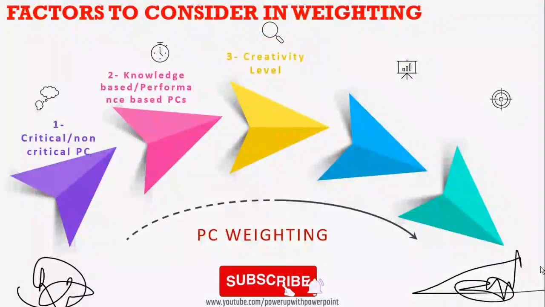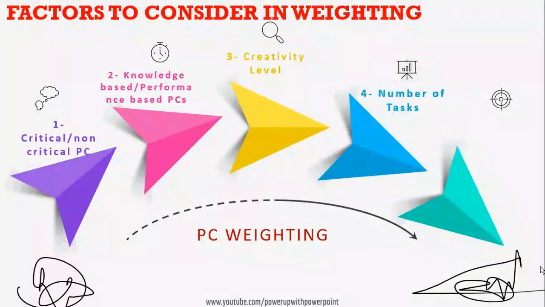The other bit is what we call creativity level. So when you think outside the box, become innovative. So there are some performance criteria that address creativity that is required for a particular task. The other bit is the number of tasks. And the number of tasks here, we are looking at the number of performance criteria. And we did say that each element should have at least 3 to 7 performance criteria.